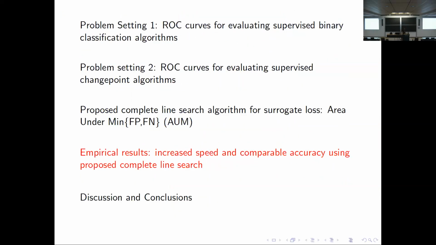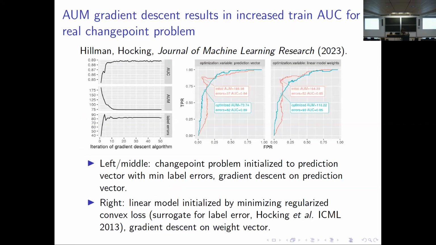So in our empirical results, we have first a figure from our previous paper in Journal of Machine Learning Research, published earlier this year. We showed that AUM gradient descent results in increased train AUC for a real change point problem. So here on the figure on the left, we show what the AUC and the AUM and the label error function looks like as a function of the number of iterations in the gradient descent algorithm. The gradient descent algorithm is minimizing the AUM, so obviously that's going to be going down.